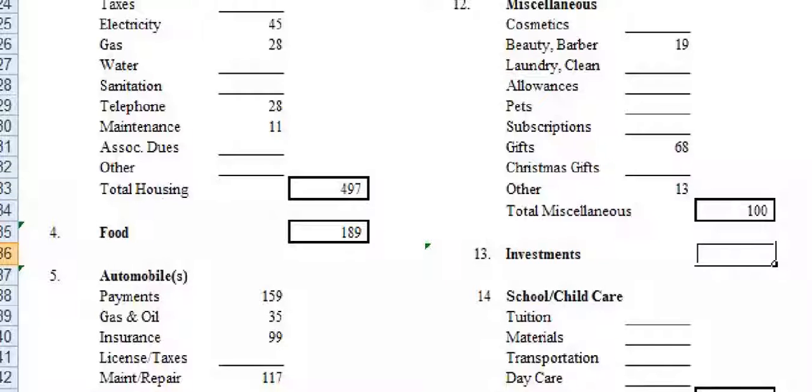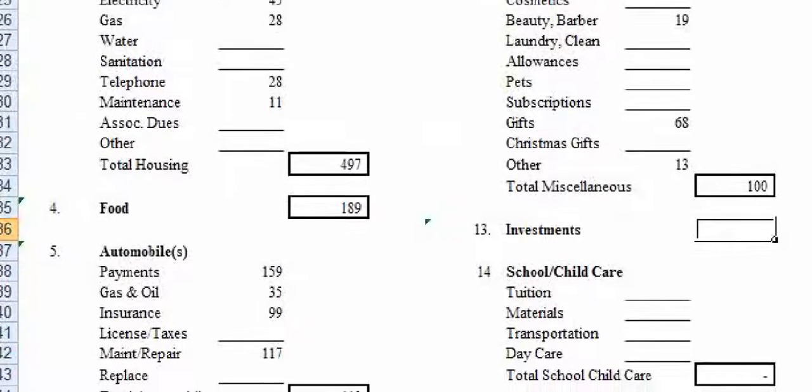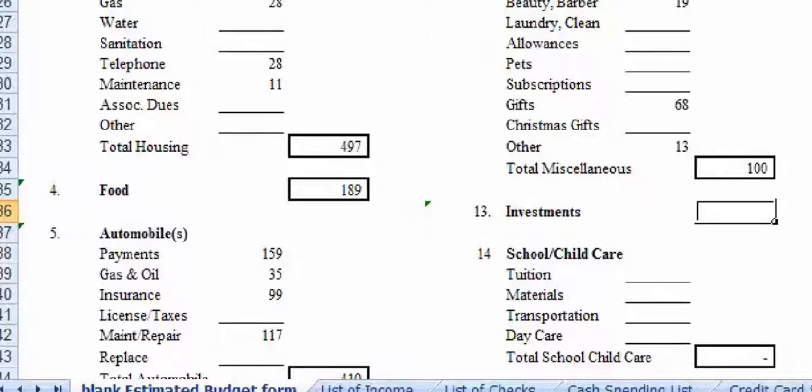Now, Miscellaneous is the category that catches whatever doesn't go elsewhere. However, it really should not be too big. Most common expenditures should find themselves under categories other than Miscellaneous. The $60 from the list of income, let's click on that tab and strike it out, goes in the box next to Investments on the blank data form.